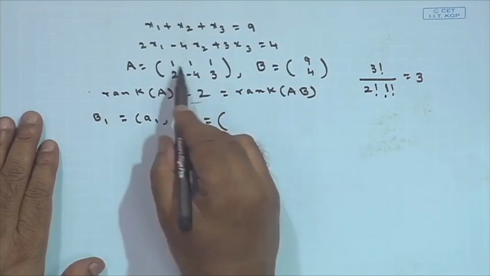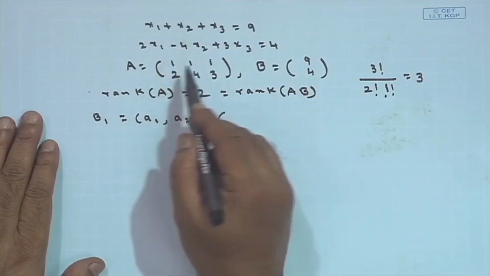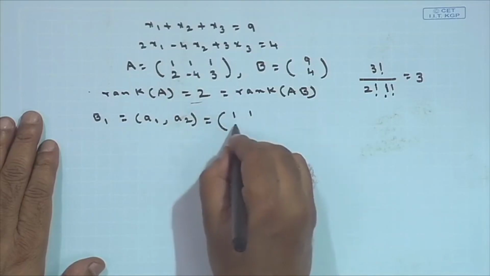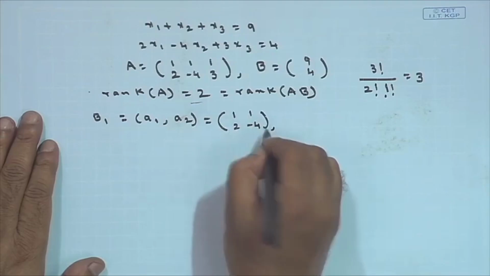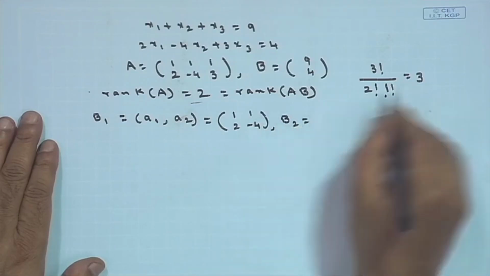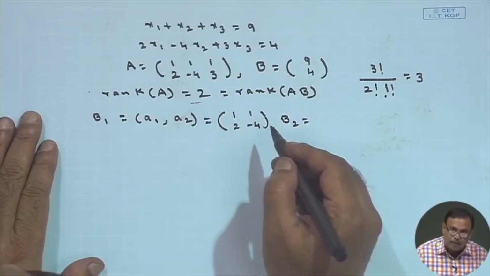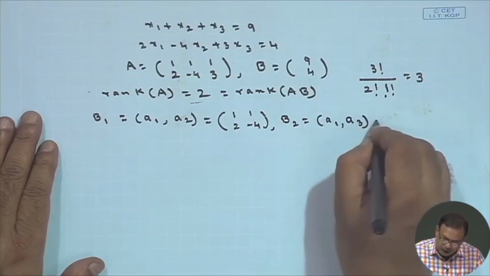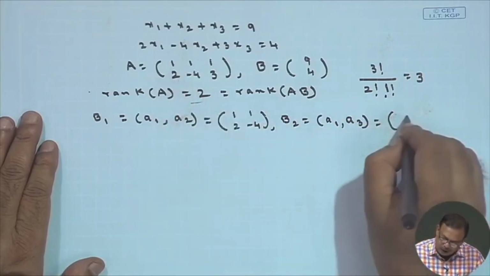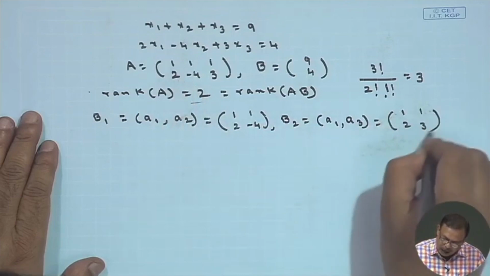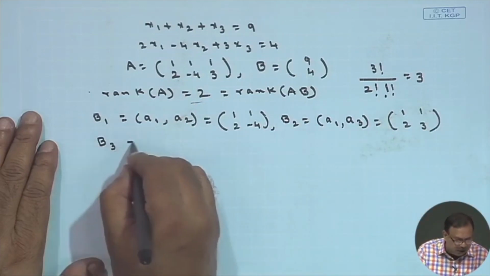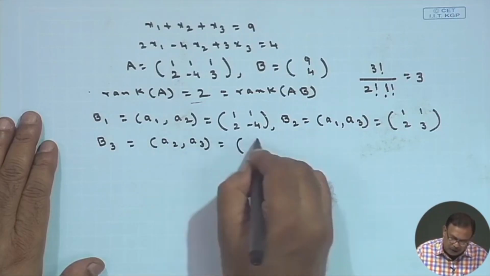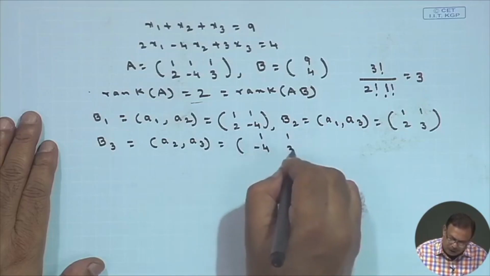A1, A2 means I am taking this column as A1, A2 and A3. So, this will be 1 1 2 minus 4. B1 can be this. Since the rank is 2, I have to take 2 linearly independent columns. B2 can be A1, A3, that is 1 2 1 3, and the third one, B3, can be obtained as A2, A3. These 3 combinations are possible only. This is 1 minus 4 and 1 3.